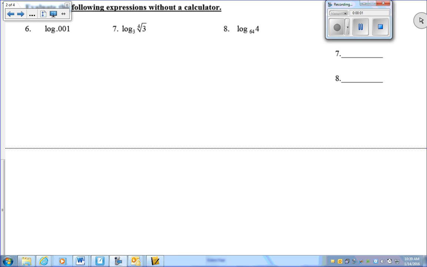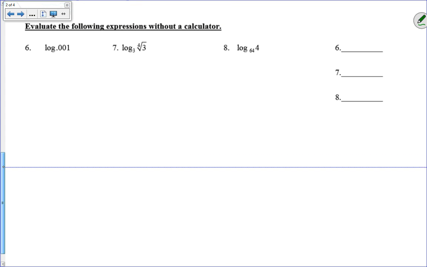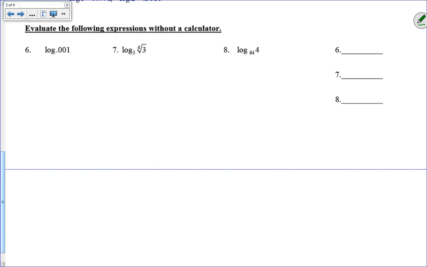All right, so we are on the portion where we're not going to use a calculator, and we need to evaluate these logs or these exponentials without using a calculator, okay? So if we have something in logarithmic form, what other format can we take it into? Exponential, right? And if we have something in exponential form, we can take that into what?